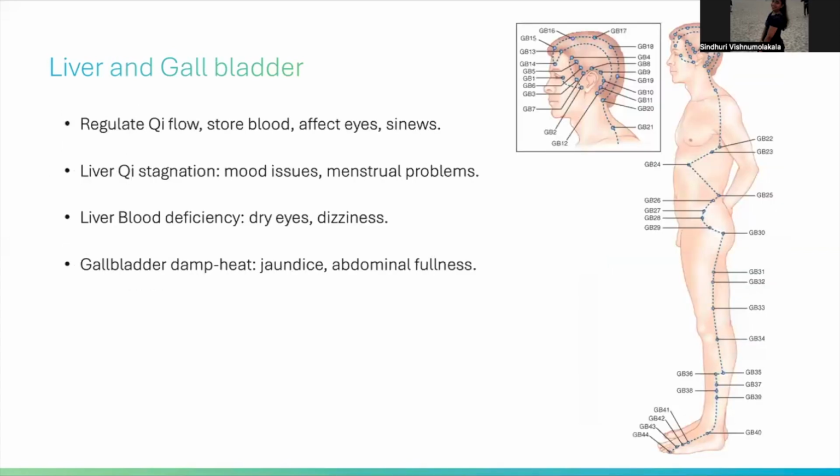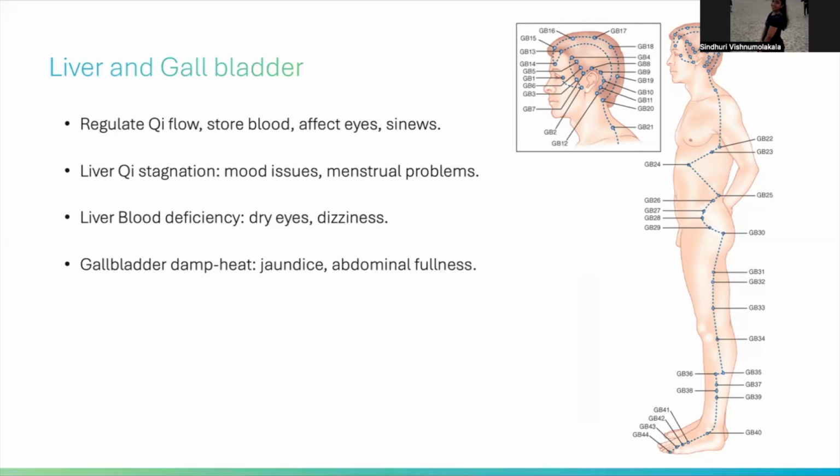The gallbladder meridian, again, as you can see, starts in your head and travels downward and ends in your feet. The liver is responsible for circulation and regulating ki throughout the body. So depression or frustration can disturb its flow.